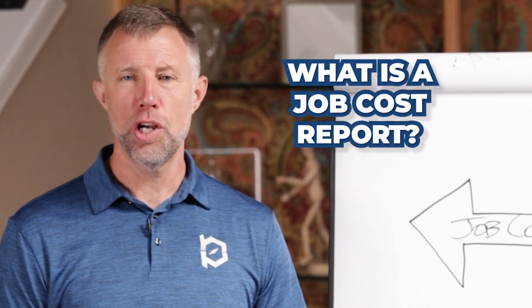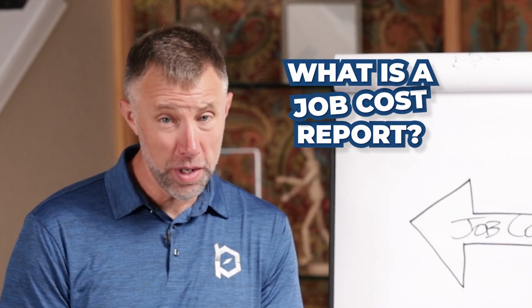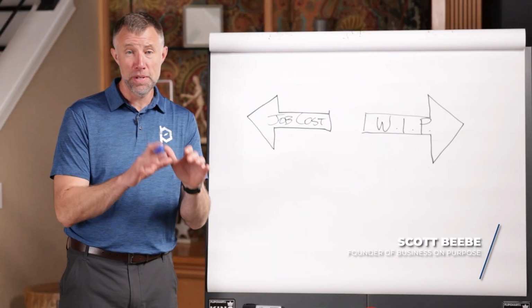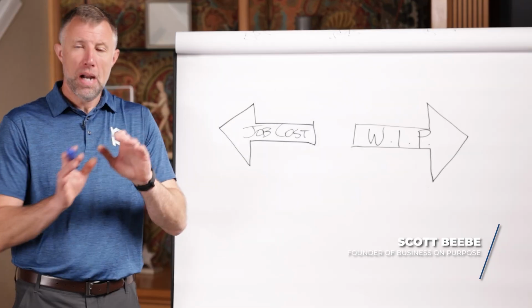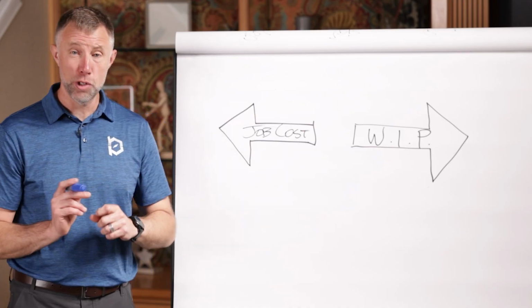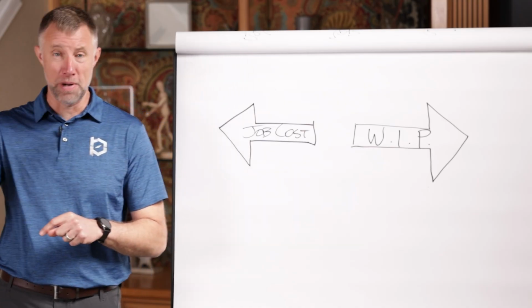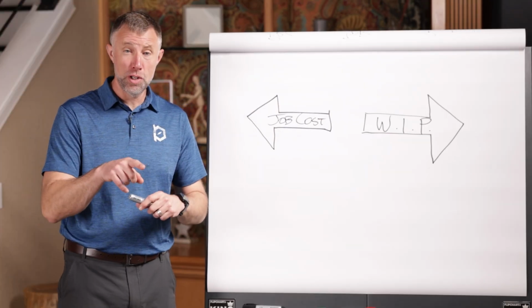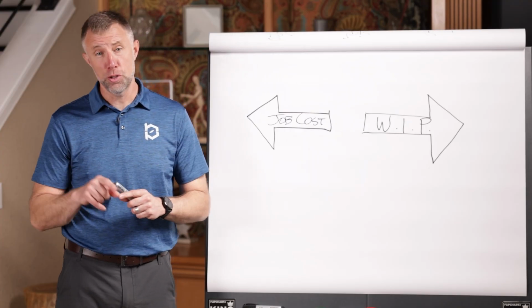What is a job cost report? A job cost report, in short, is when you stop managing your business by just guessing. Your profit and loss statement tells you maybe how your year went, but a job cost report tells you how the job went that led to the profit and loss statement. In other words, the P&L tells you how, the job cost tells you why.